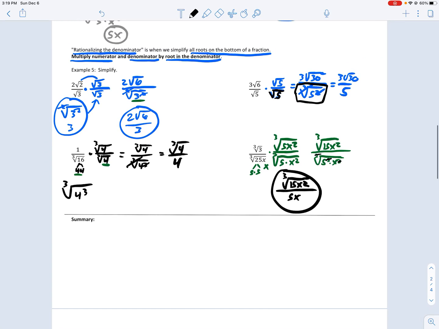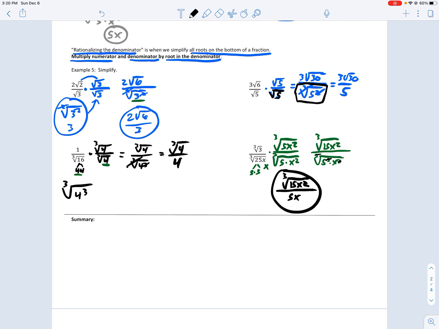So that process for those 4 problems in example 5 is what we call rationalizing the denominator. If it's a square root, you need perfect squares. If it's a cube root, you need perfect cubes. So 3 of a kind. And again, when you're working with division, you're going to often be using multiplication because that's the inverse operation of division.